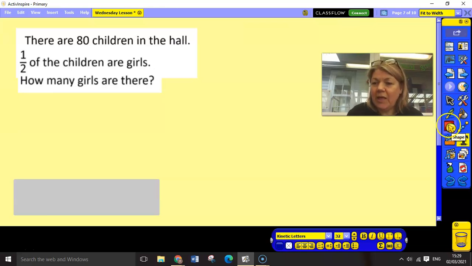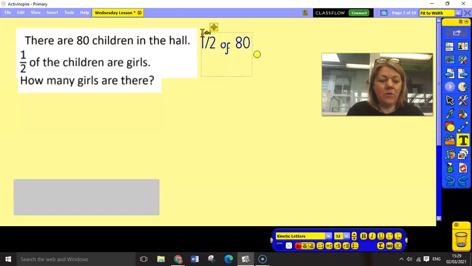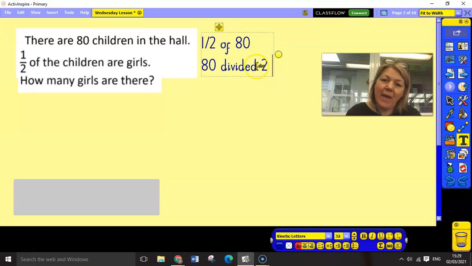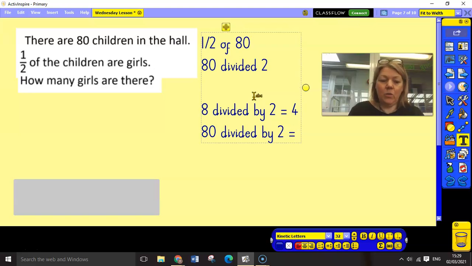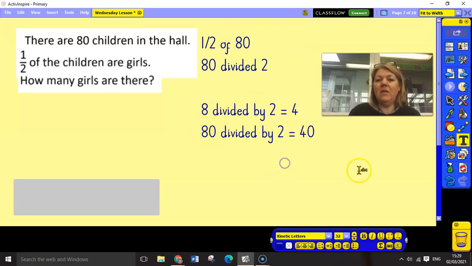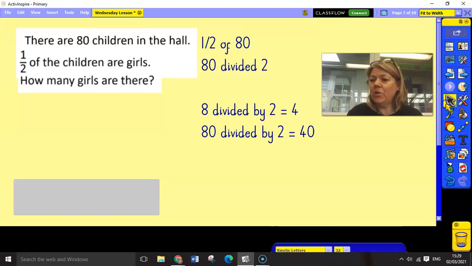How did you get on? This one wasn't too tricky at all, was it? Because I know that all I'm doing if I'm finding half of 80 is I'm doing 80 divided by 2. I'm using my denominator to tell me how many parts I've got, and I've got 2 equal parts. Well, if I know 8 divided by 2, which I do, we've just done it, is equal to 4, then 80 divided by 2 is equal to 40. It's 10 times bigger. So that wasn't too tricky.